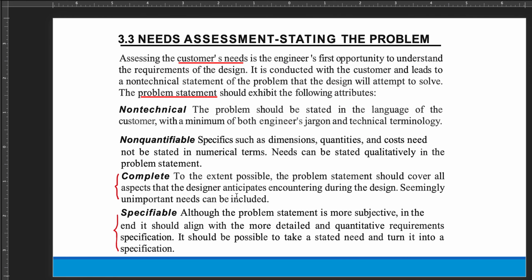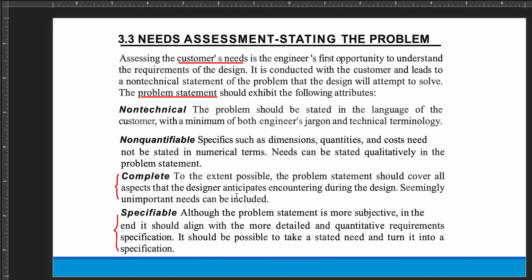So the needs assessment, stating the problem, is the center point of what we're dealing with right now. You're dealing with a customer, and the customer's needs are your first responsibility or first opportunity to understand the requirements of the design. It is conducted with the customer and leads to a non-technical statement of the problem the design will attempt to solve. The problem statement, which is what you're working on right now, that's Google form number 3, but the background statement to that is Google form number 2, should exhibit the following attributes.